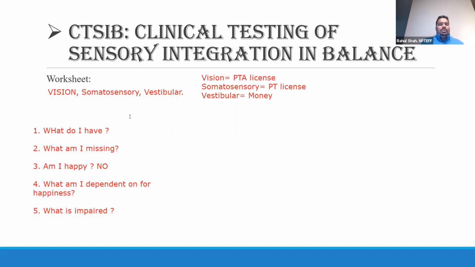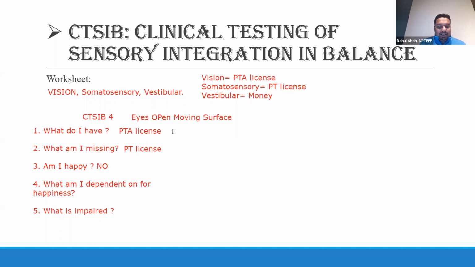Okay, so now let's use CTSIB condition 4 for this. So now, like we said, vision is your PTA license. So CTSIB 4 is eyes open, moving surface. So what do I have? Do I have my vision because my eyes are open? Yes, I do have a PTA license. What am I missing? On a moving surface, you will not have the somatosensory. So I'm missing my PT license.